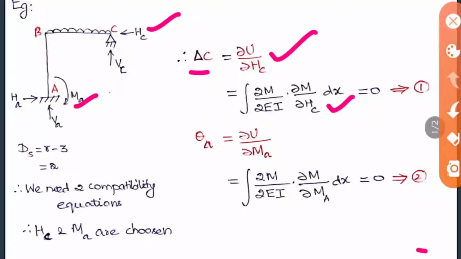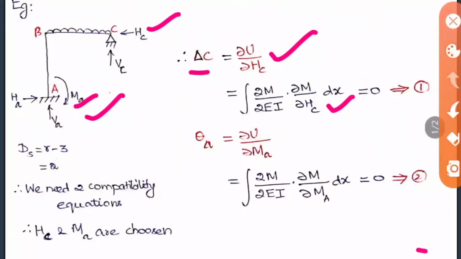Okay, and the next step is theta A, the slope at A we are taking here. Slope at A is also 0 only, because it is a fixed support, so there won't be slope there. So ∂U/∂MA will be equal to, when you are taking slope, you have to take moment only. So ∂U/∂MA will be equal to 2M, again the same thing, 2M by 2EI into ∂M/∂MA, integral dx is equal to 0. So we are getting two compatibility equations now.